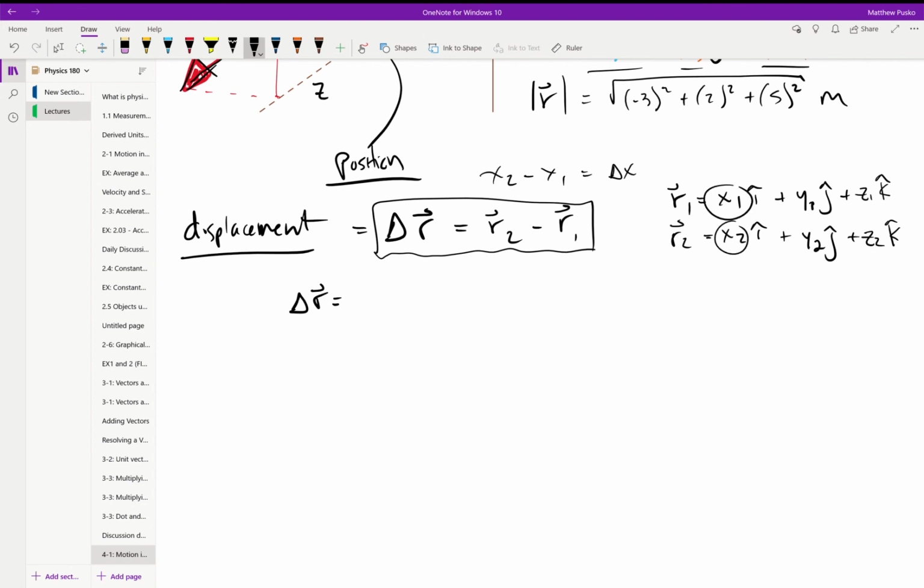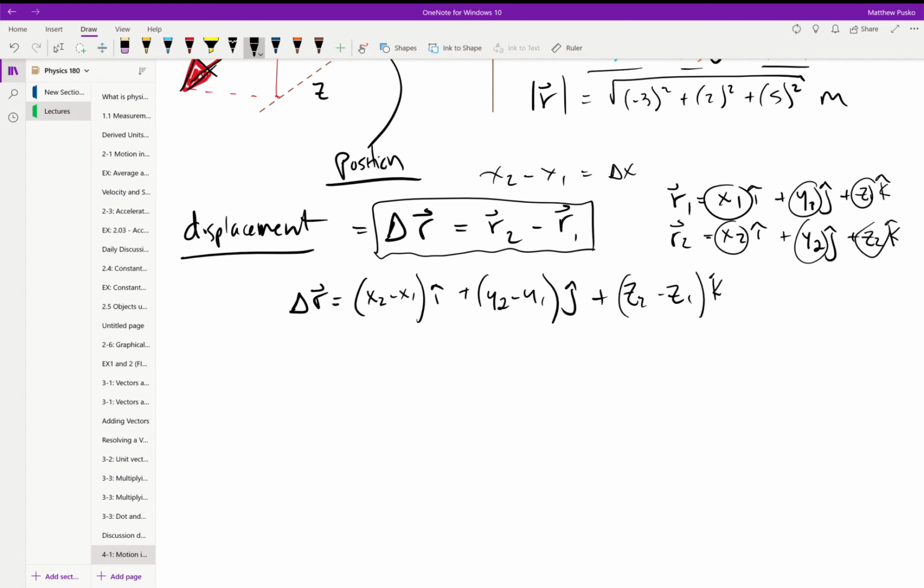r2 minus r1, that gives us x2 minus x1, and that'll be in the i direction. y2 minus y1 will be our next component, and that's in the j direction. And then we have a z2 minus z1. And all of that's in the k direction. If we didn't have a z coordinate, just get rid of it. We don't have it. So this definition still holds for 1 or 2 directions or 3 directions. i and j, or i and k, or j and k, or all 3.